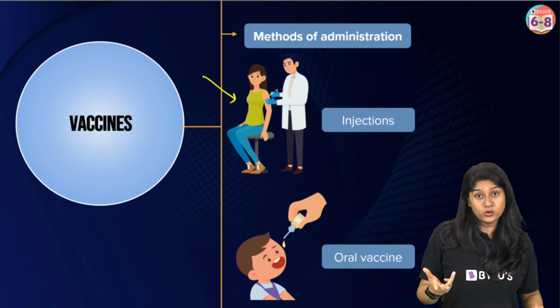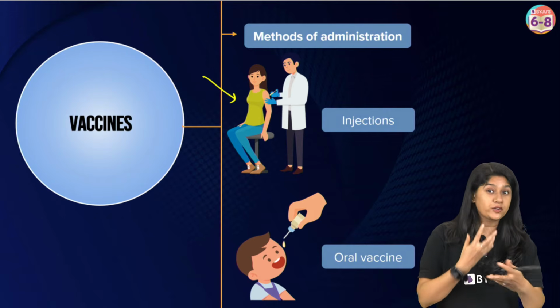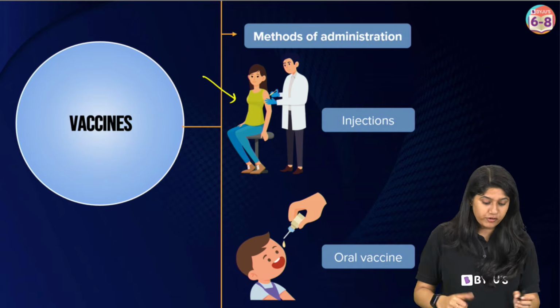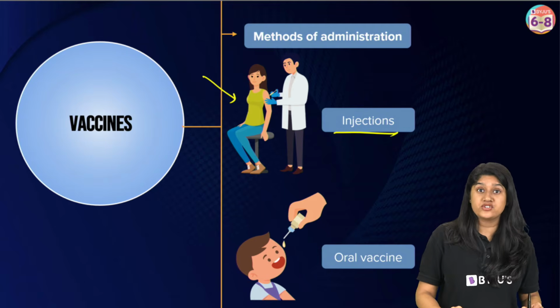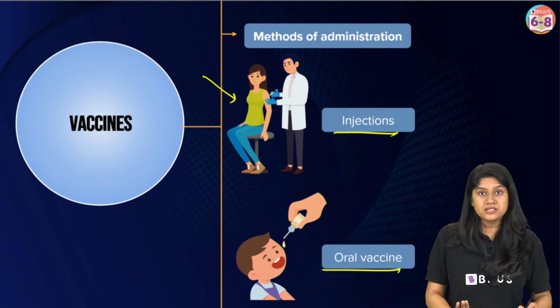And there are 2 modes of taking these vaccines, or basically these microbes that will be helping us to have our immunity. First, of course, by injection, directly injecting, or by the oral vaccine. By both of these methods, what is happening?